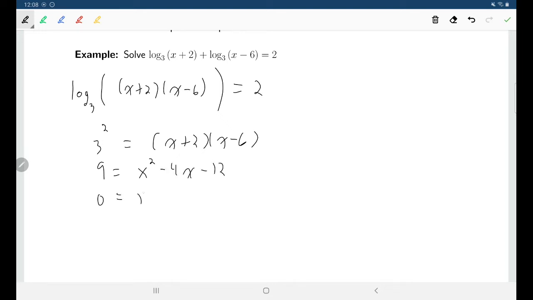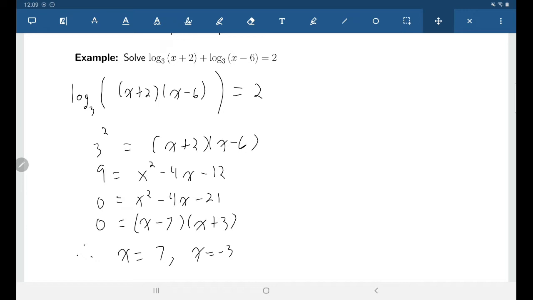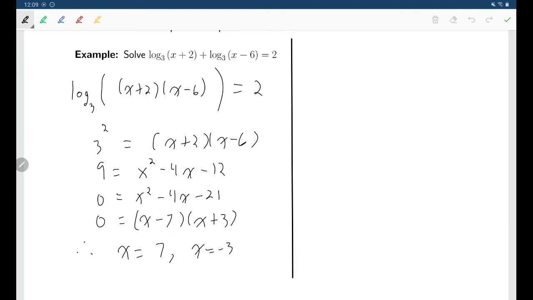So I have 2 possible values that I'm going to find. This factors out nicely as x minus 7, x plus 3, and I get 2 potential values for x. I get 7, and I get negative 3. And keep in mind, again, these are potential values because I'll need to check them in my original equation. It's not enough to just trust that one of them or both of them might be solutions. We actually do need to check.